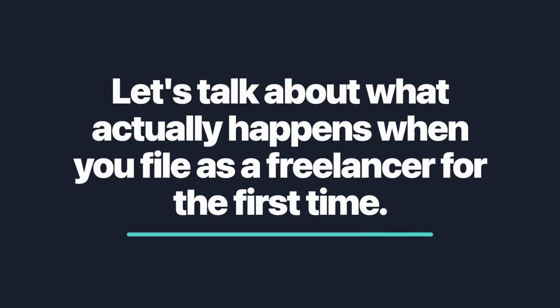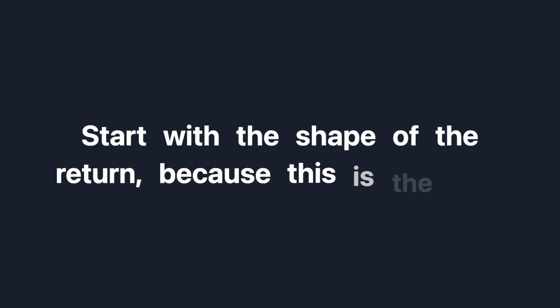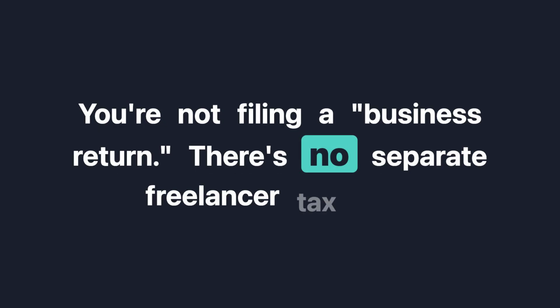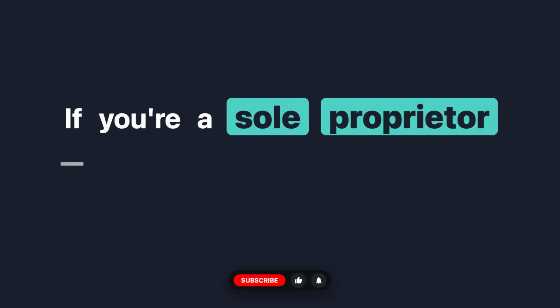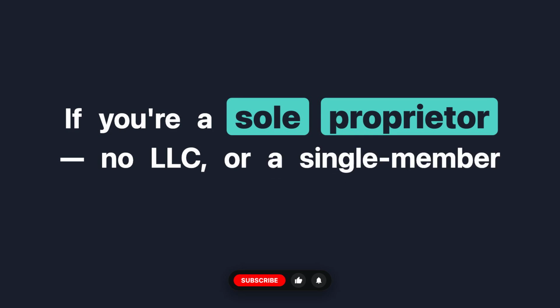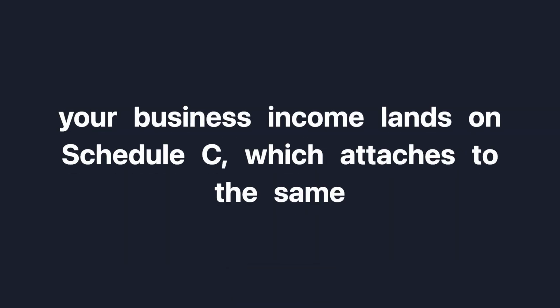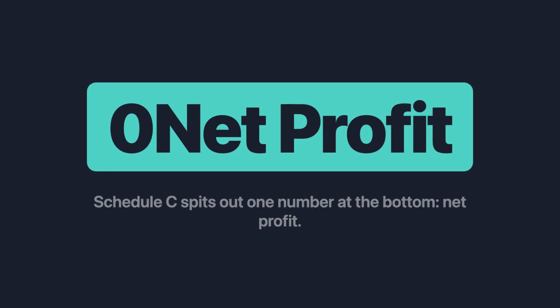Let's talk about what actually happens when you file as a freelancer for the first time. Start with the shape of the return, because this is the part nobody explains. You're not filing a business return. There's no separate freelancer tax form floating out there. If you're a sole proprietor, no LLC, or a single-member LLC that hasn't elected corporate treatment, your business income lands on Schedule C, which attaches to the same Form 1040 you've always filed.